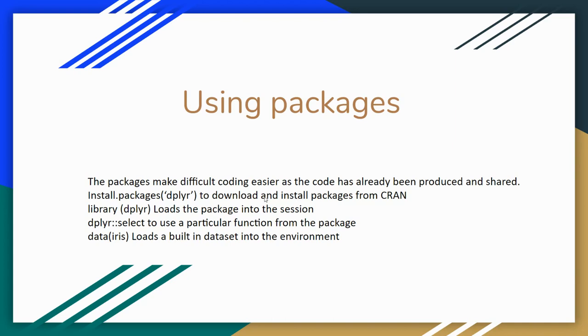We download it, and I'm going to show you how to download and install the package from CRAN, which is the Comprehensive R Archive Network. You can then load that into the session by typing in library, brackets, dplyr. dplyr select selects a particular function from that package which you can use. Data, as we've iris, is a pre-built data set, and we're going to load that into the environment, and I'll show you the sort of things that we can use that package for.